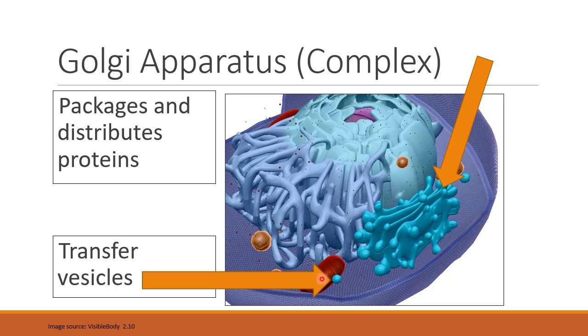You see there's an example right here. You can see them budding off of the Golgi complex right here. What they're going to do is go out to the cell and then exit out the cell membrane through these transfer vesicles. And that's how proteins made inside of the cell can be distributed outside of the cell.